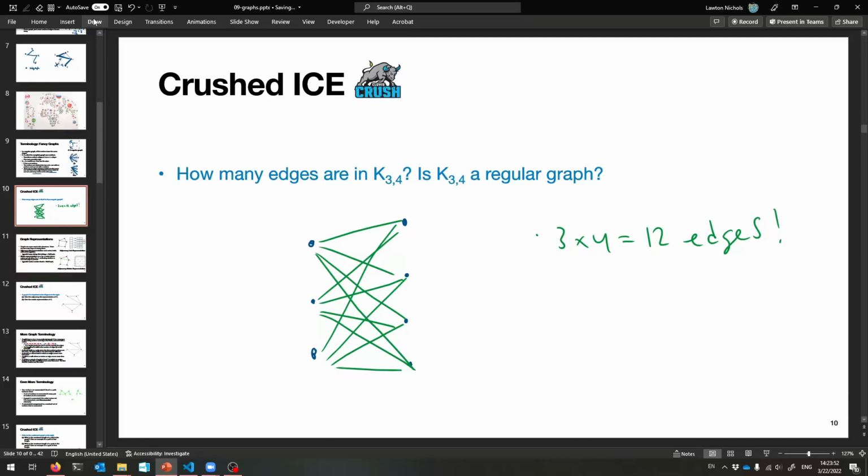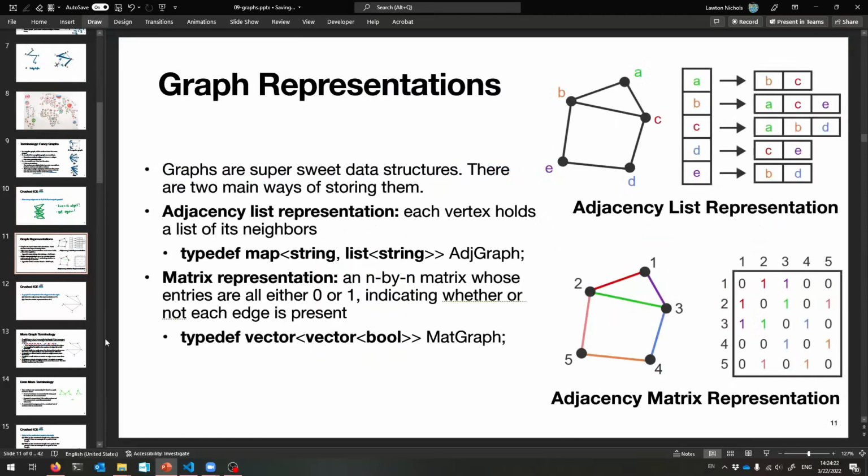And then also, is it regular? That means, does every vertex have the same degree? These all have degree 4. That seems promising. But sadly, because I have to go to everybody on this side, and it's a smaller side, those only have degree 3. So everybody over here has degree 4, everybody over here has degree 3. They don't match, so it's not regular. So sad. But that's just following the definitions. Hopefully that wasn't too bad. So that is fancier graphs.